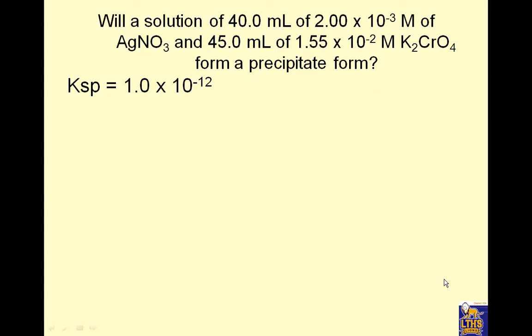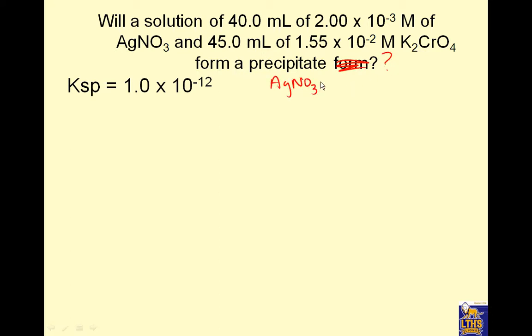Okay, so will a solution of 40 milliliters of 2 times 10 to the negative third molar silver nitrate and 45 milliliters of 1.5 times 10 to the negative second molar potassium chromate form a precipitate? So what's going on here?